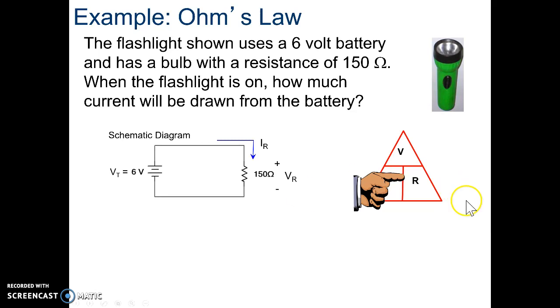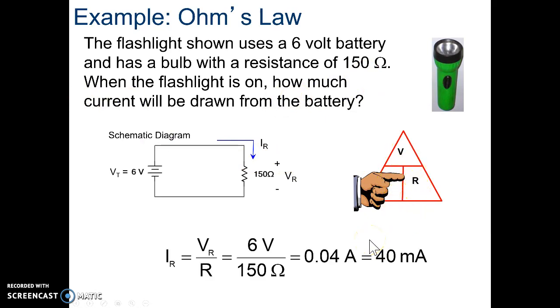Well, if we know that V equals I times R, but we know if we look up here that we have volts and we have resistance, and it's asking us how much current, so we're going to cover up the I, and that leaves us V over R. So I equals V over R. That's 6 volts over 150 ohms. Divide that out, we get 0.4 amperes, because an ampere is a volt per ohm. And then we're going to actually convert that to milliamps. So we're going to move the decimal 1, 2, and get it to milliamps.